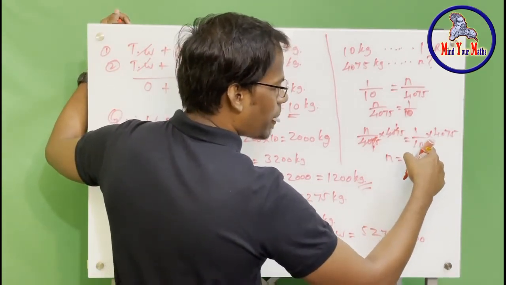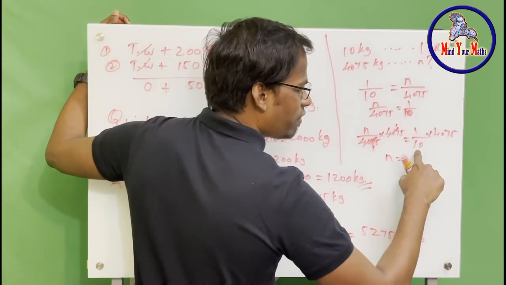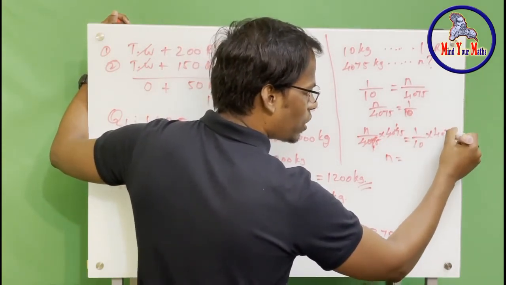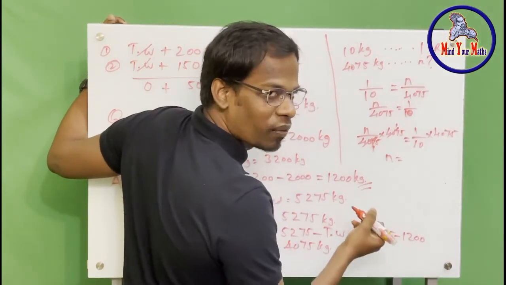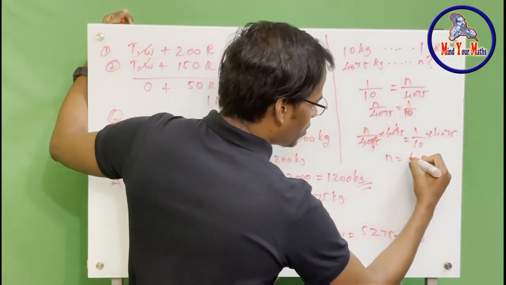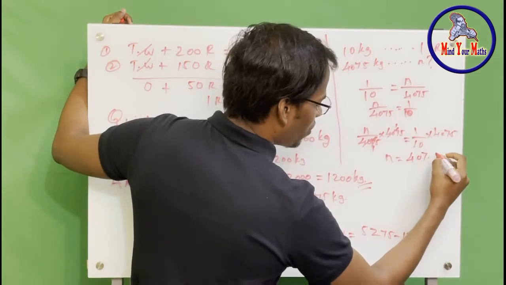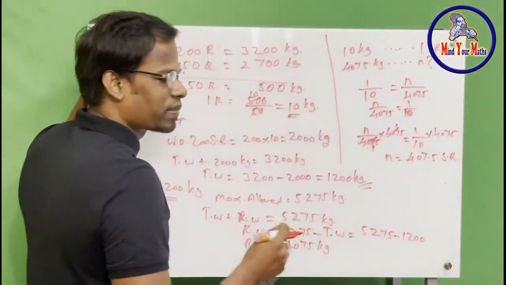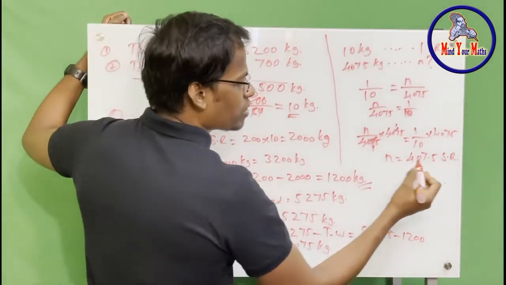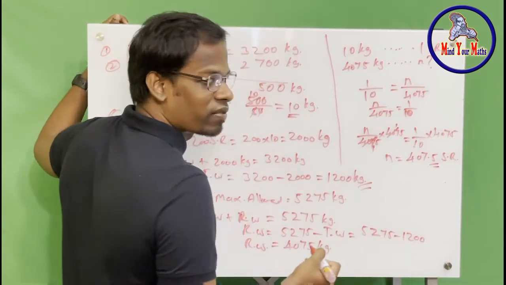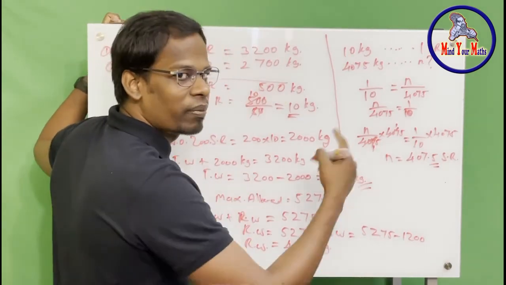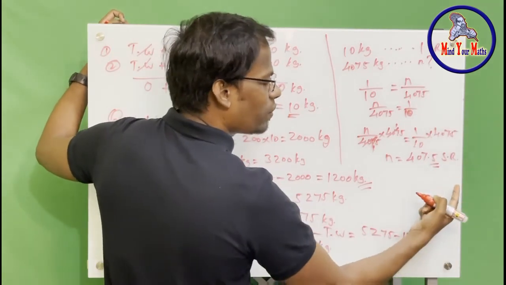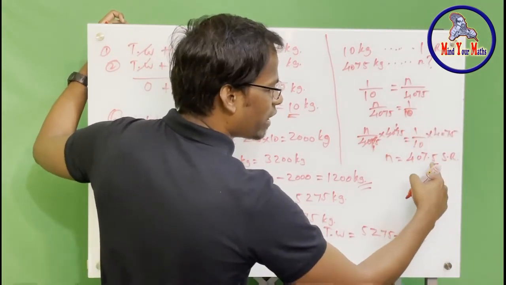So here you just have to divide by 10. For dividing by 10, you can just move the decimal point. So n is equal to 407.5 sacks of rice. Got it? But because there is no half sack of rice, we have to round it, but we cannot round up. We have to come down.